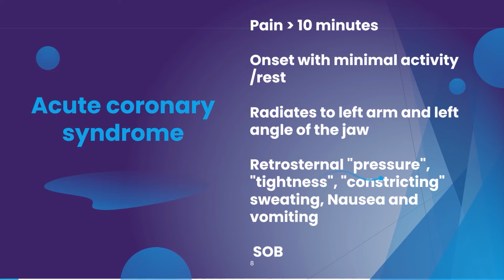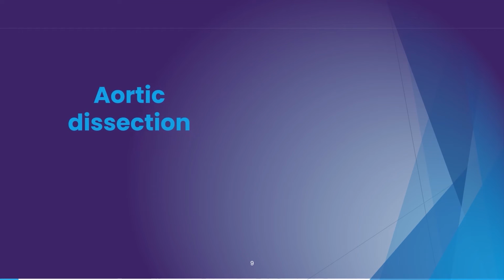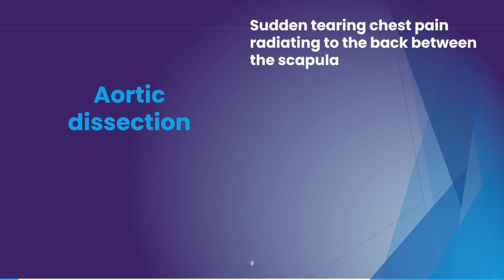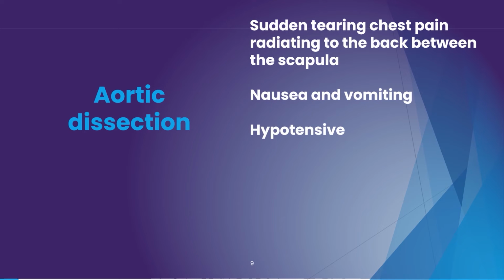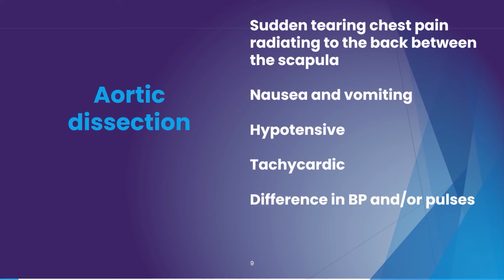Another differential for acute chest pain is aortic dissection, and keep in mind the conditions that I talked about are acute medical emergencies, and aortic dissection is also such an emergency, and usually there's a sudden tearing type chest pain, and it usually radiates to the back between the scapula. That's how the patient usually explains his pain. And nausea and vomiting can be there. Patient can be hypertensive and tachycardic.